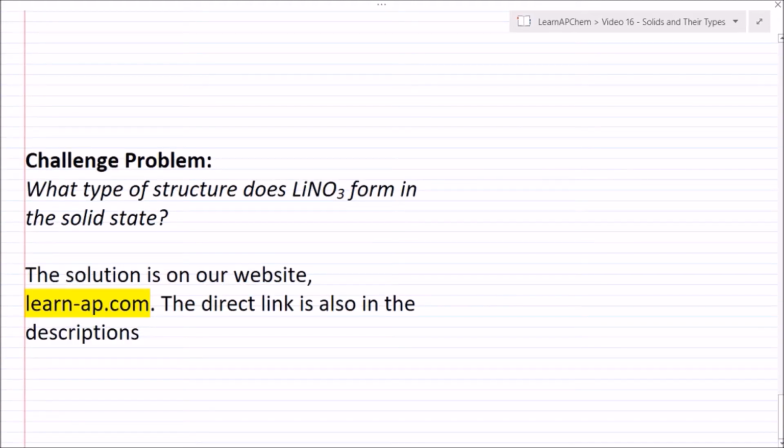Alright, so that brings me to today's challenge problem. What type of structure does LiNO3 form in the solid state?